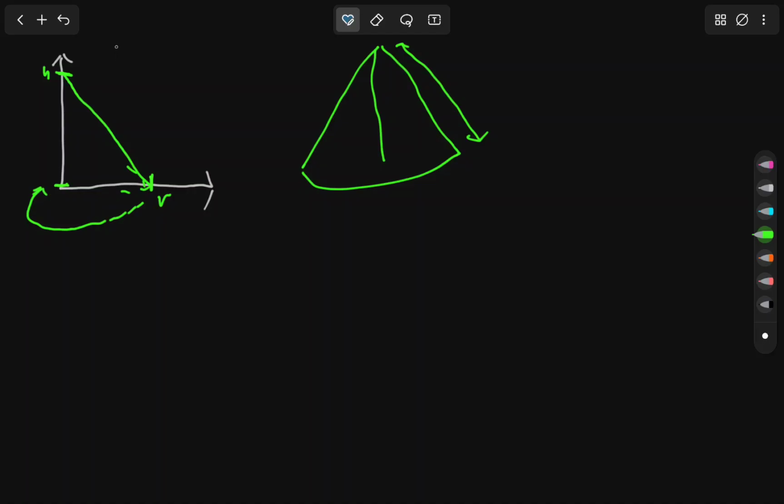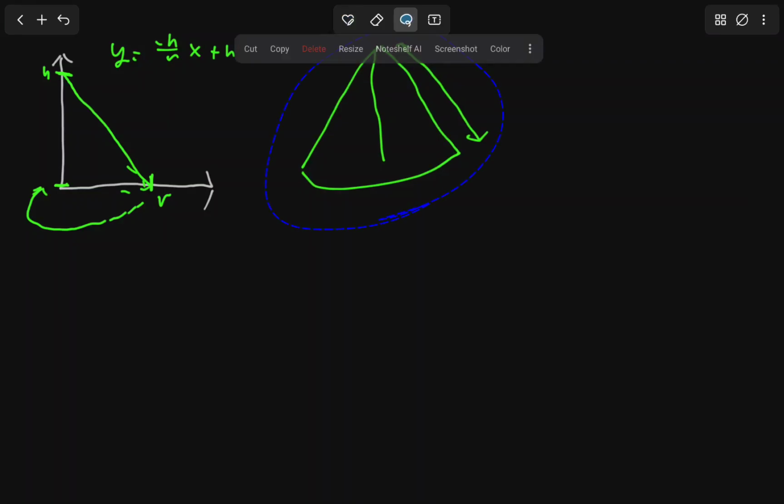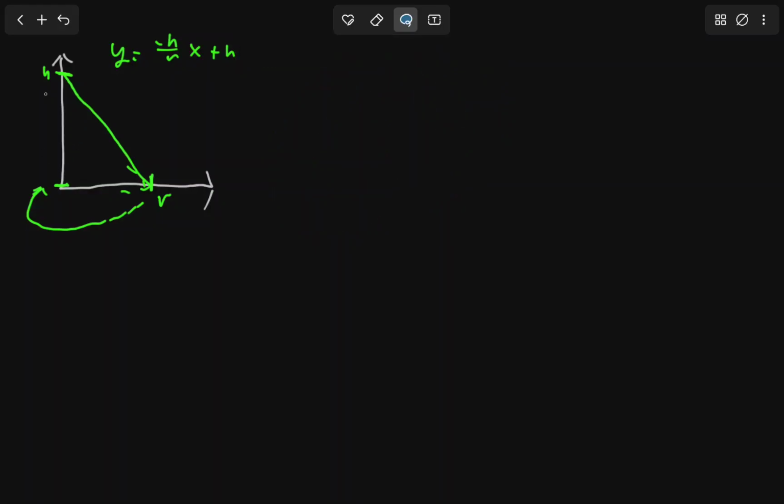So we know an equation for a line will have a slope. Well, we know that this line is going to have a slope of negative h divided by r times x, and then it intersects the y-axis at h. Okay, no problem there. So now, because we're planning on rotating this about the y-axis, we need to get this function in terms of y, or in terms of x equals something in y. So we're really making x the dependent variable here.